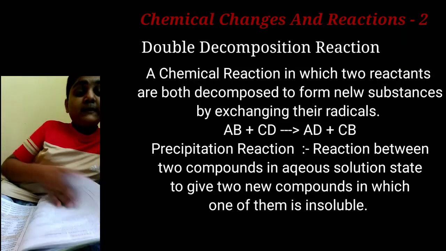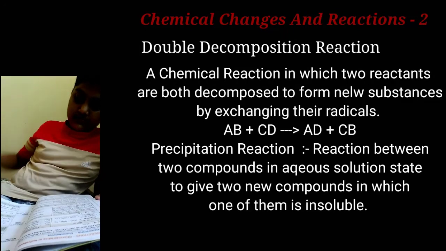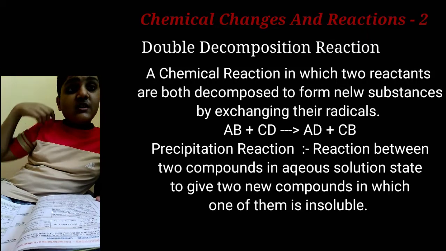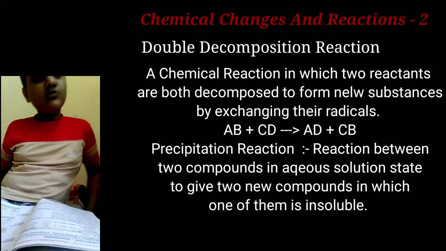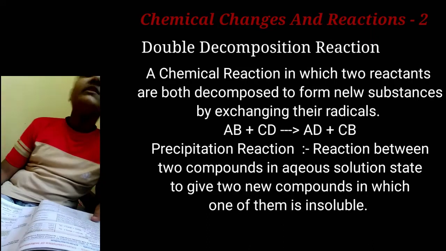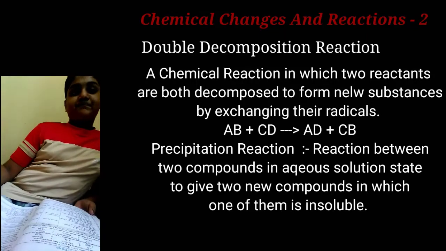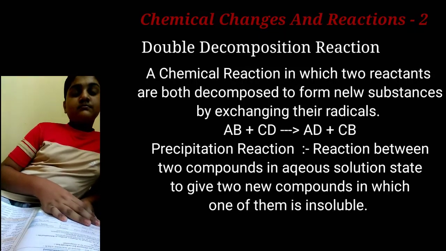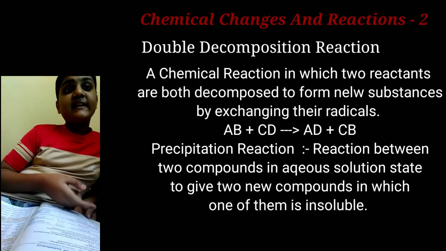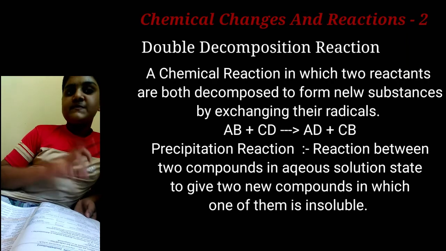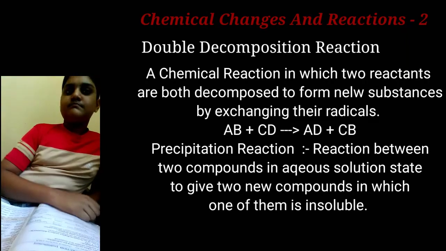Now we have double decomposition reaction. So let's start it. A chemical reaction in which two reactants are both decomposed to form new substances by exchanging their radicals is called a double decomposition reaction. Simple example is AB plus CD gives AD plus CB, not BC, because B is a non-metal. CB, C is a metal, so CB.